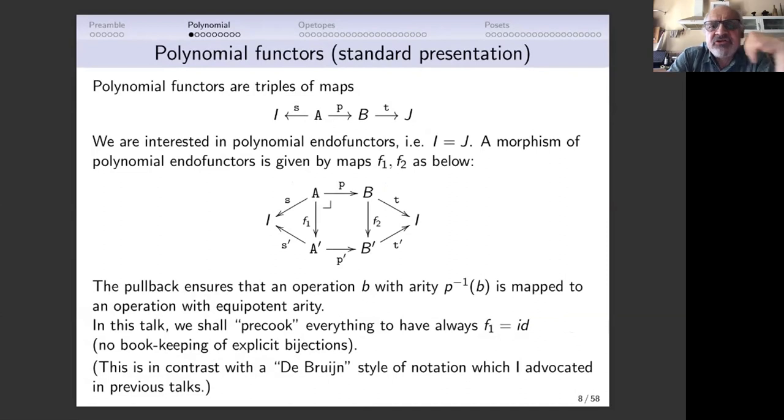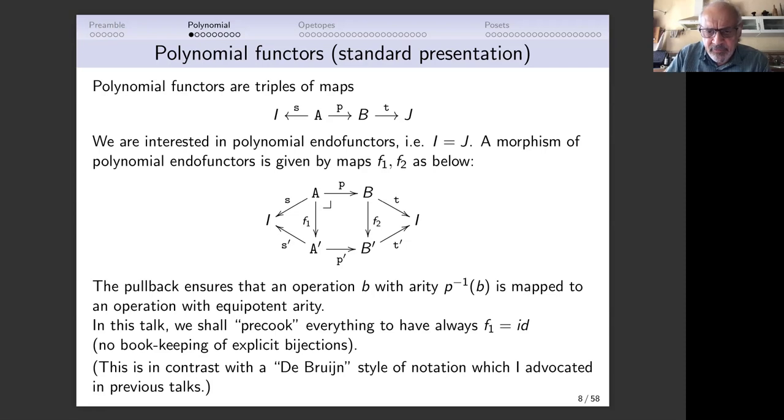So in general, you have colors for inputs and colors for output in the general theory, but we are interested in polynomial endofunctors, so we ask for I to be equal to J. And then there is a natural notion of morphism between polynomial functors, which are given by arrows like this, F1 and F2, such that this makes a pullback. The fact that it makes a pullback here means that F2 maps operations of a certain arity to operations of the same arity, at least the same cardinal of arity.